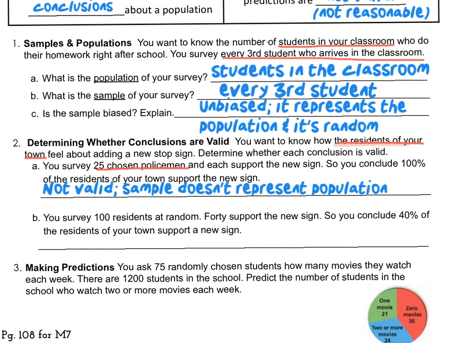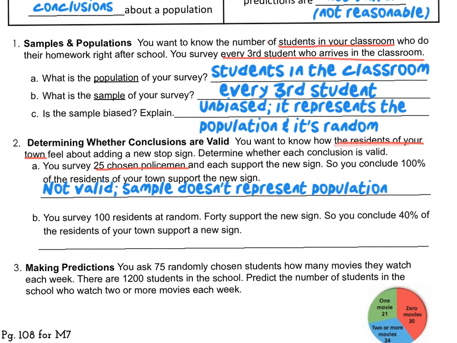So now that we know it is biased, we're going to say the conclusion's not valid because the sample doesn't represent the population. Okay, so a biased sample cannot make valid conclusions. Now let's look at part B. Part B says you survey 100 residents at random. 40 support the new sign, so you conclude 40% of the residents of your town support a new sign.